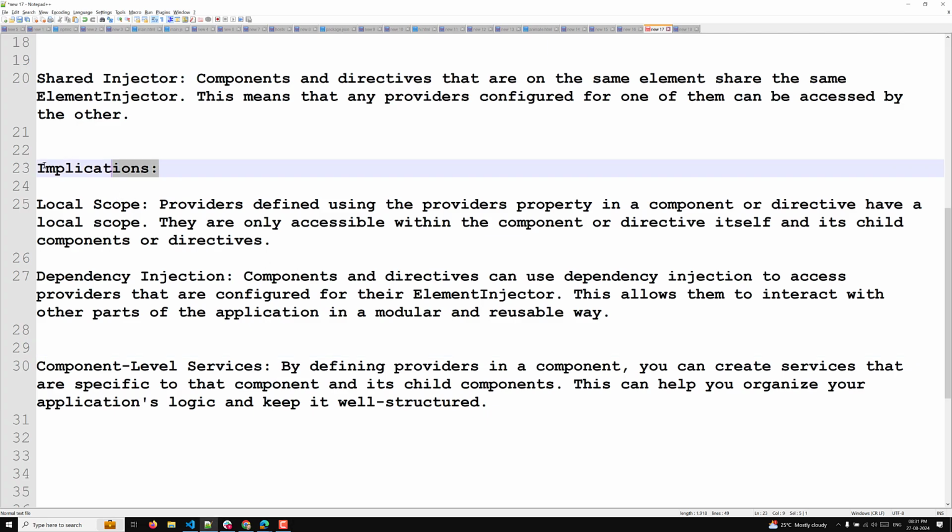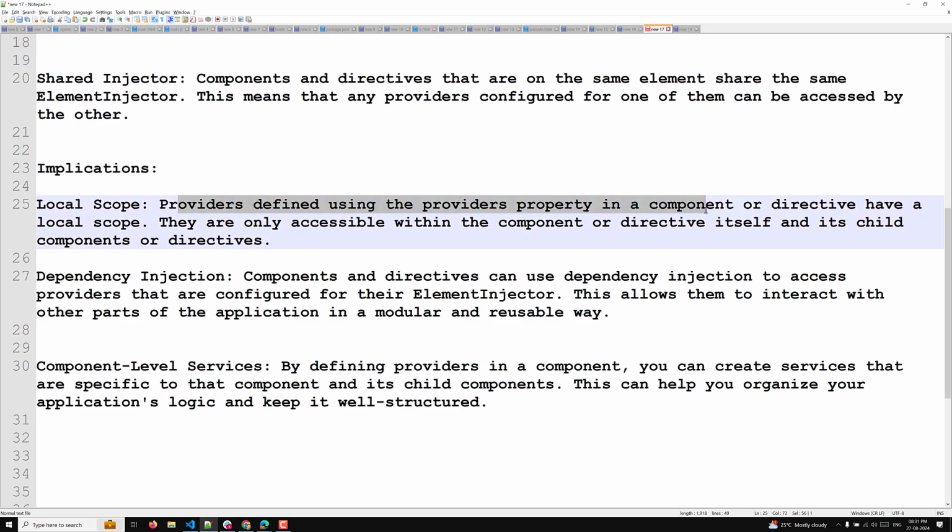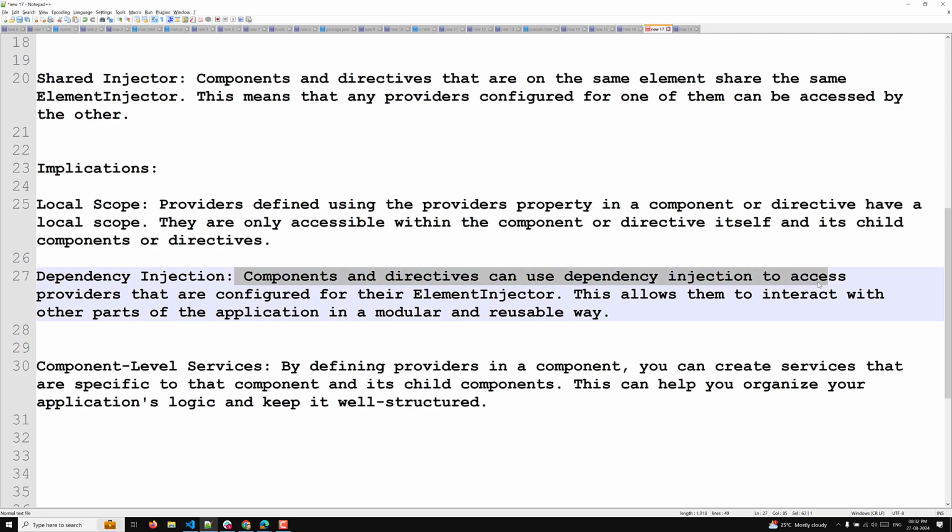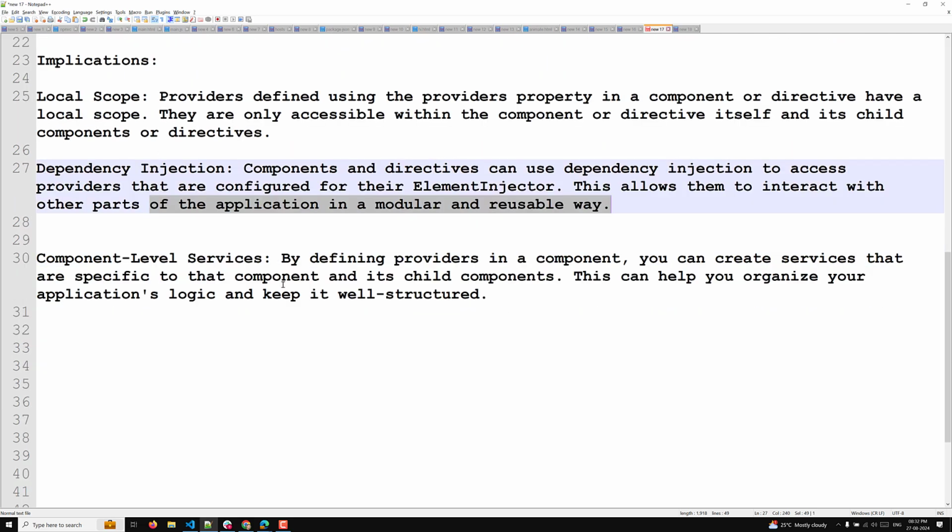Here let's try to understand the implications for the element injector. First one is the local scope. Providers defined using the providers property in a component or a directive have a local scope. They are only accessible within the component or directive itself and its child components or directives. Components and directives can use dependency injection to access the providers that are configured for their element injector. This allows them to interact with other parts of the application in a modular and reusable way.